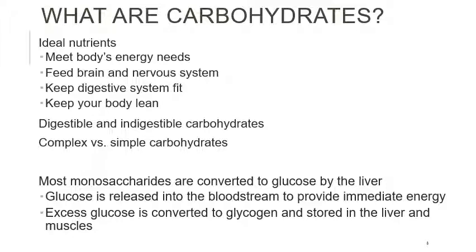When you have too much glucose in your body, your body can only use so much. So that glucose is changed to glycogen. And glycogen means stored glucose. That means this glucose is being stored in your body. It's stored in your liver, and it's stored in your muscles.